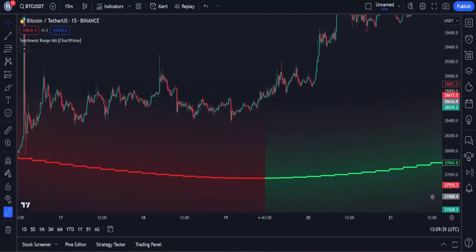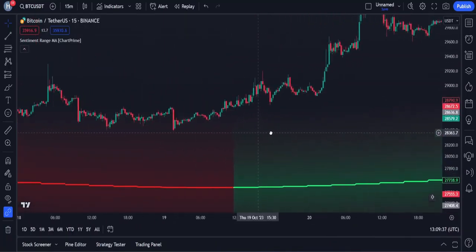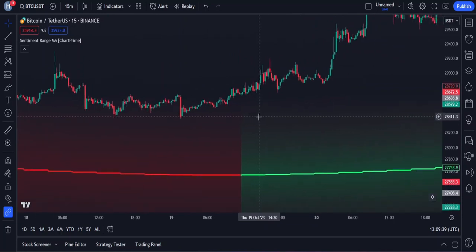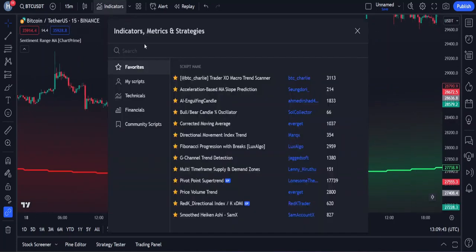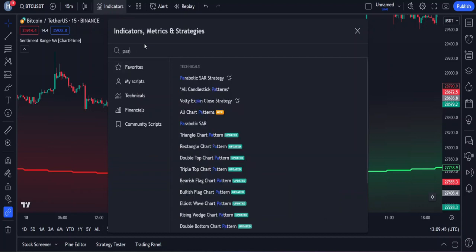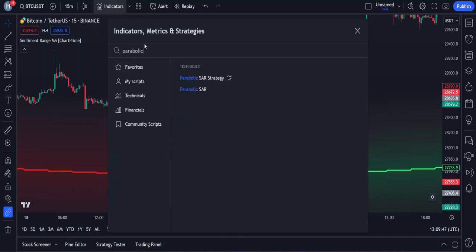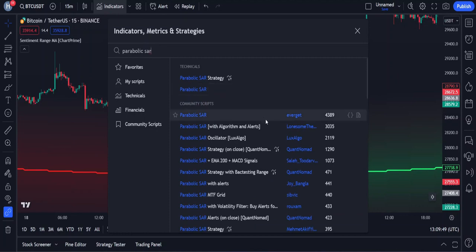Now we know how this indicator functions, so let's build a profitable trading strategy around it. For this strategy, we will need to apply 2 more indicators to the chart. So let's open the Indicators tab again and search for Parabolic SAR with algorithm and alerts. Make sure you add this indicator made by Lonesome the Blue to the chart.